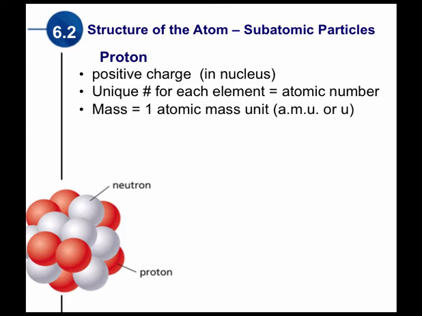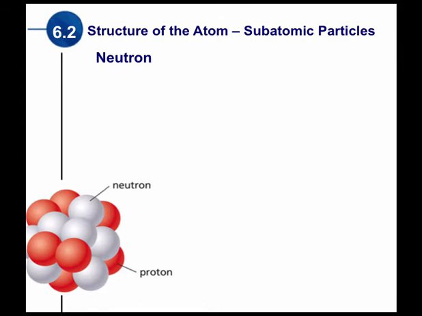Now, along with the proton in the nucleus, we also have the neutron. The neutron is a subatomic particle that doesn't have any charge. It has no charge, or it is neutral. And again, the neutron itself lives in the nucleus with the proton.